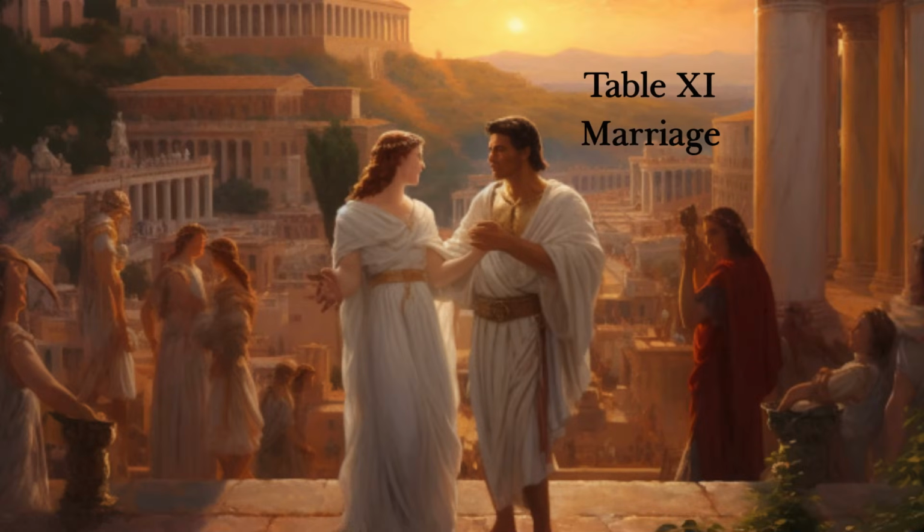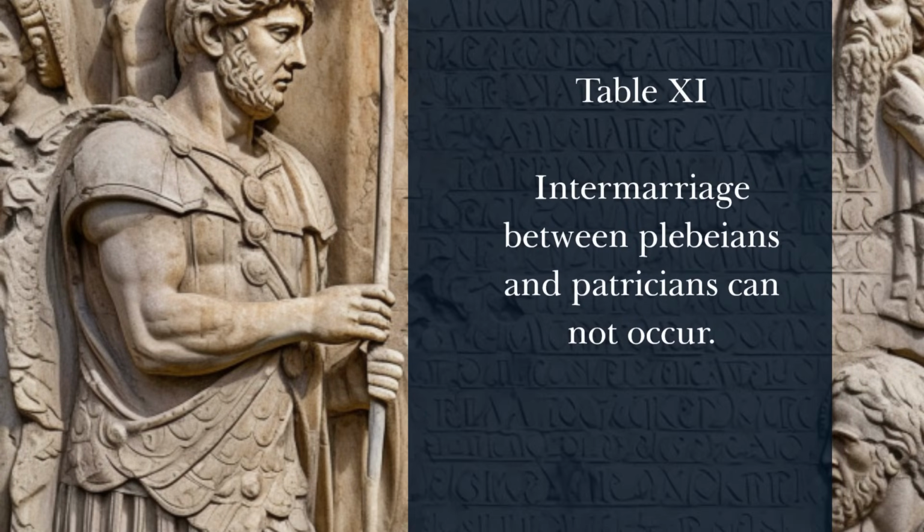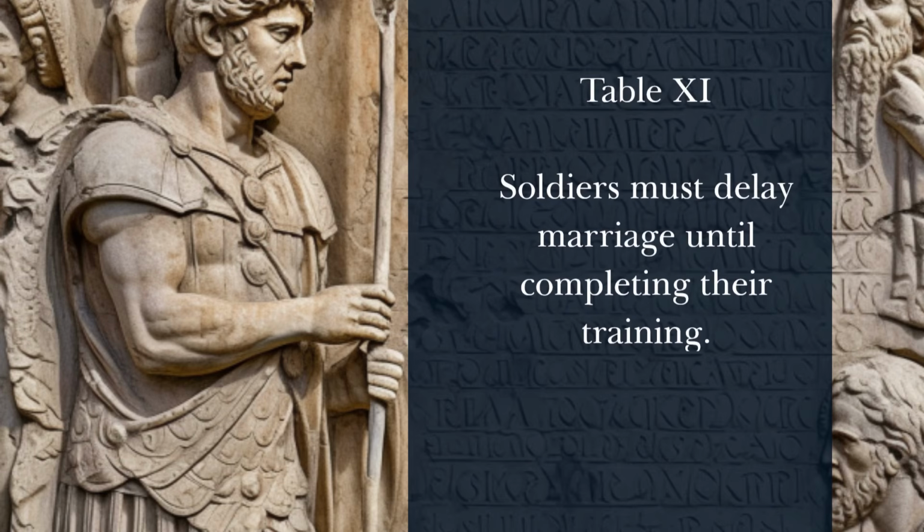Table 11. These laws were additional laws and regulations about marriage. Let's look at another few examples. Number 1. Intermarriage between plebeians and patricians cannot occur. Number 2. Soldiers must delay marriage until completing their training.